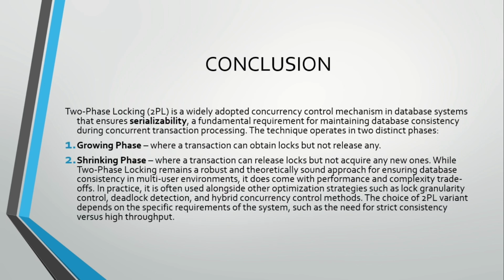Conclusion. Two-phase locking, 2PL, is a widely adopted concurrency control mechanism in database systems that ensures serializability, a fundamental requirement for maintaining database consistency during concurrent transaction processing. The technique operates in two distinct phases. Growing phase, where a transaction can obtain locks but not release any. Shrinking phase, where a transaction can release locks but not acquire any new ones.